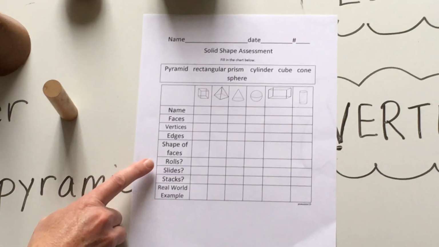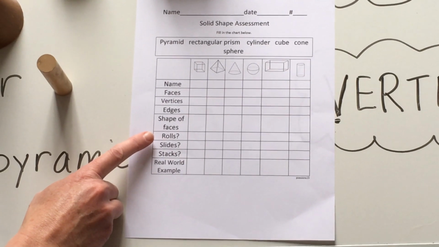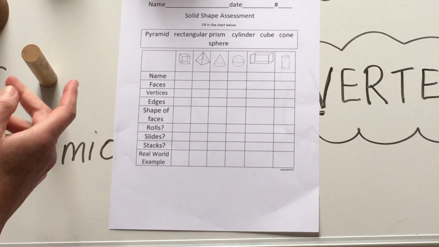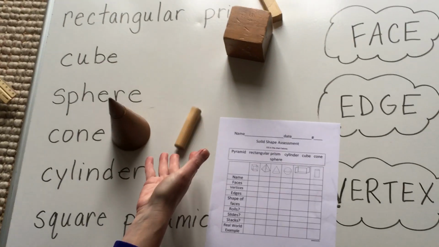Ready? You need to tell whether it rolls, if it slides, and if it stacks. Okay, ready? Roll. Does a cube roll? No. Does a sphere roll? Does a cylinder roll? Oh, hold on.